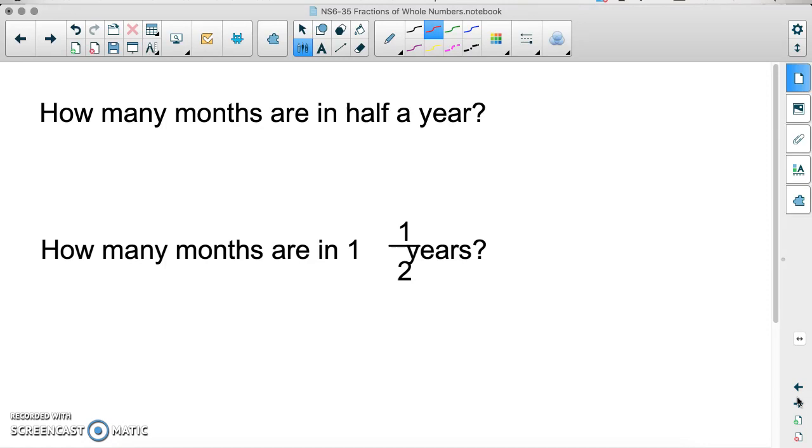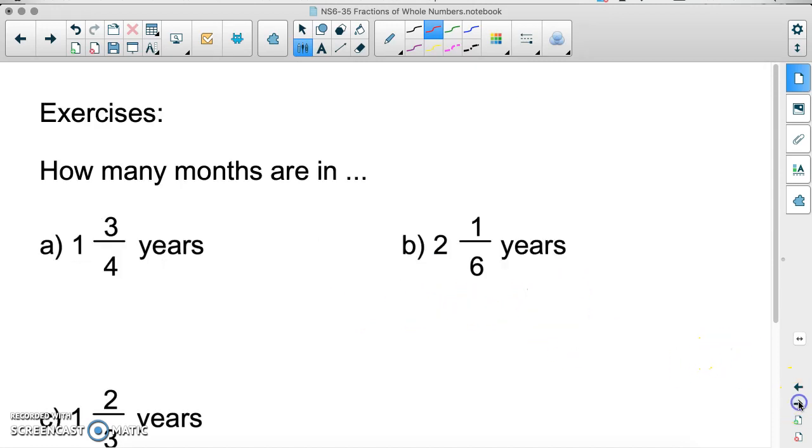So now we know that there are 12 months in the year. So how many months are in half of a year? Well, if there's 12 months in a full year, we know that there's 6 months in half of a year. How many months are in 1.5 years? Well, there's 12 months in 1 year plus 6 months in half a year. So there's 18 months in 1.5 years.